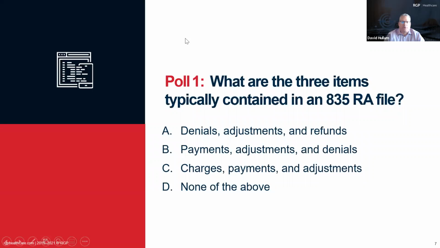So this is our first polling question. Go ahead, Kenan. I'm going to go ahead and set the polling question off. So you all should see that on your screen right now. Polling question number 1. What are the 3 items typically contained in an 835 RA file? A, denials, adjustments, and refunds. B, payments, adjustments, and denials. C, charges, payments, and adjustments. And D, none of the above.